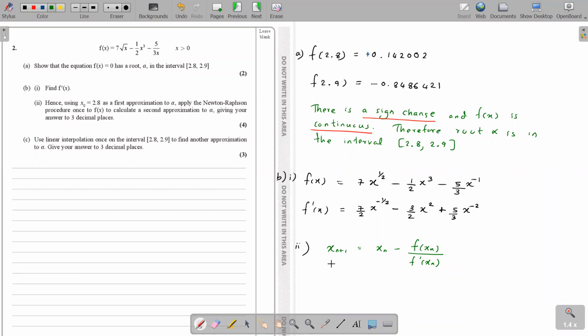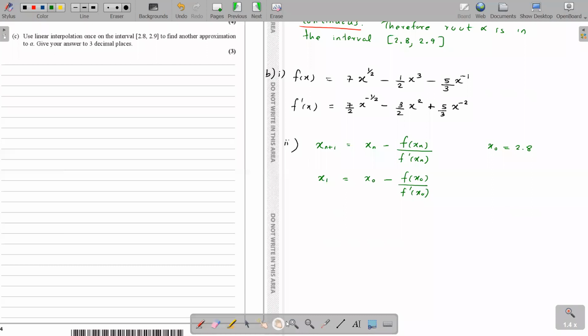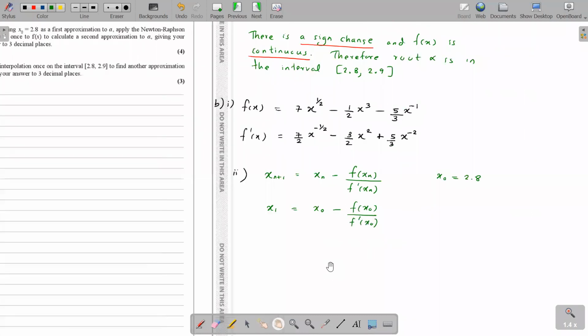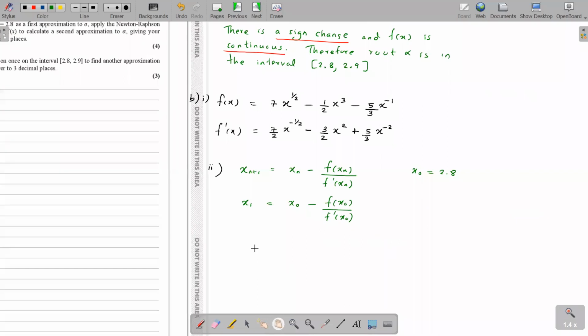So then they have given you x naught. X naught is given to you as 2.8. So let's substitute, replace n with 0 and get x1 equals x naught minus f of x naught over f dash x naught. Replace the values here. So our x naught value is 2.8. The first thing is to calculate f of 2.8.